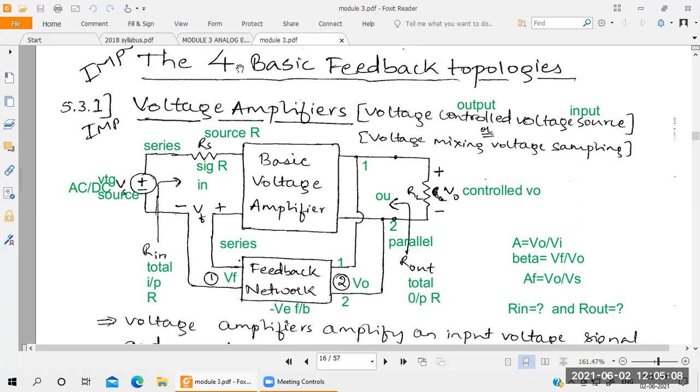The main thing is we want to analyze the total input resistance and total output resistance, R in and R out. R out means what here? Total output resistance. R in means we want to find the total input resistance. If you take any amplifier, we want to find the total input resistance and total output resistance. First we take input impedance or output impedance. Understood?